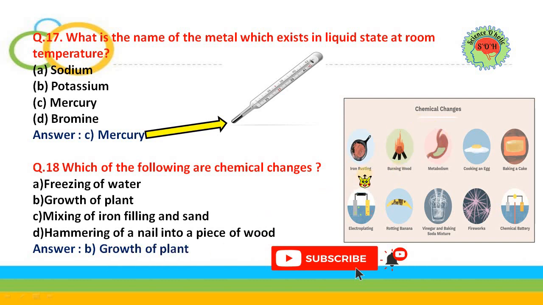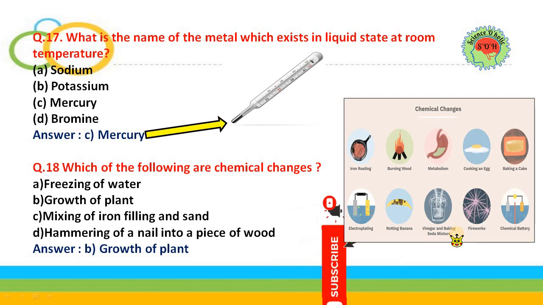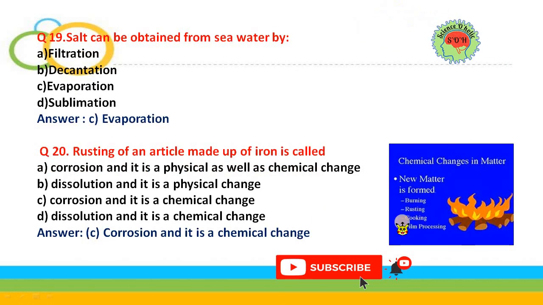Here you can see some chemical changes: iron rusting, burning wood, metabolism, cooking an egg, baking a cake, electroplating, rotting banana, vinegar and baking soda mixture, firework, and chemical battery. So these all are chemical changes because in these new products form, and these all are irreversible changes. So this is about question number 18. Let's see question number 19.